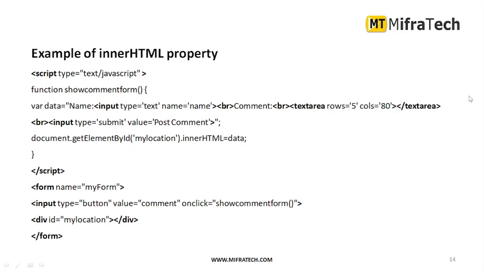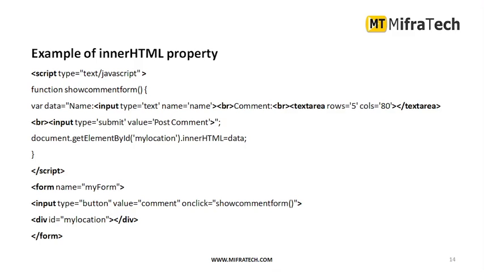Example of the innerHTML property: function showCommentForm. Here we are creating a comment form. In the script, type text/javascript, function showCommentForm. Variable data is created with an input of type text, name equals name. We add a break and a comment. Rows: we are creating the rows of the text area. The text area must contain 5 rows and 80 columns. Then break, input type submit, value post comment.